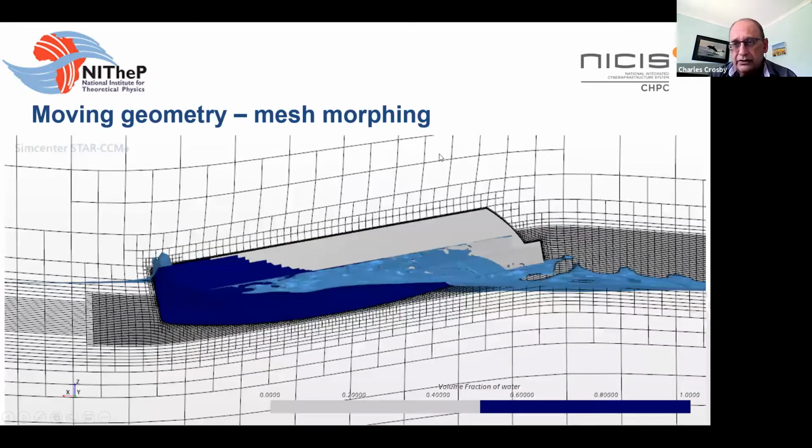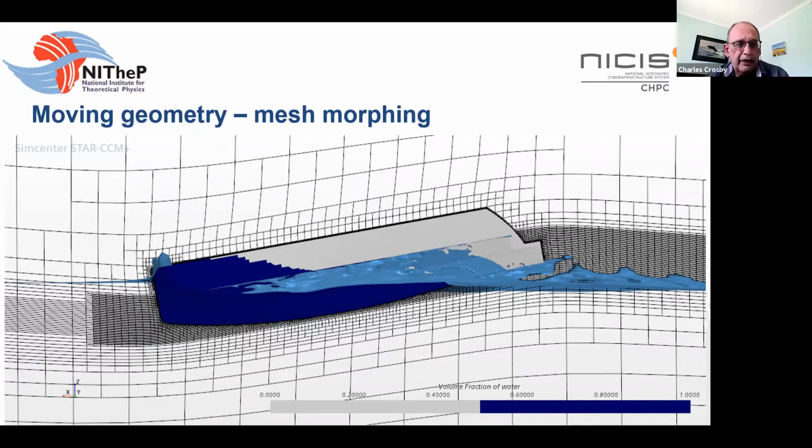Right, so in the real world, things move. All sorts of things move. Aircraft wings deflect, boats move on waves, car wheels turn, all sorts of things move. And your computational methods need to make allowance for that. And there are different ways of doing that.